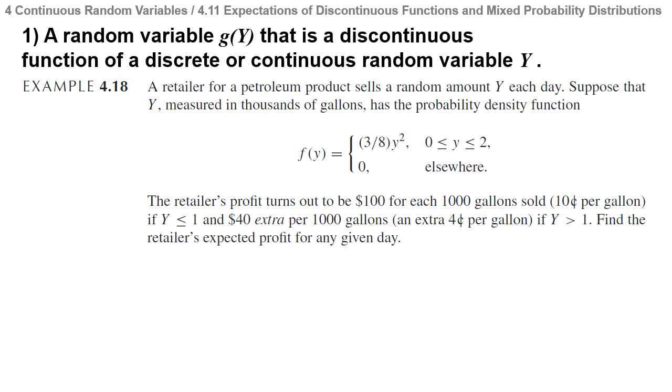A retailer for petroleum product sells a random amount y each day. Suppose that y, measured in thousands of gallons, has this probability density function. The density function is defined on 0 to 2, which is 2,000 gallons, and the distribution looks like this. This is a model for the amount of gallons for sale, and the retailer's profit turns out to be $100 for each 1,000 gallons sold if y is less than or equal to 1, and 40% extra per 1,000 gallons if y is greater than 1. Find the retailer's expected profit for any given day.